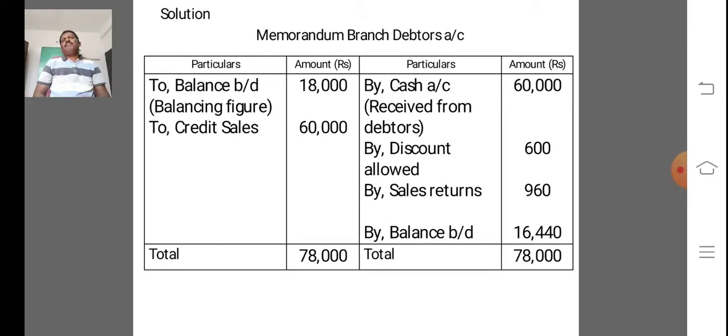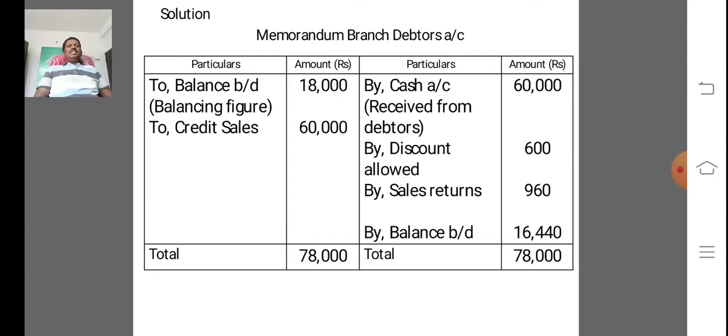So based on this information, in this problem, the opening balance of debtors account is not given. So first we prepare memorandum branch debtors account to find out the opening balance. First we credit by cash account received from debtor 60,000, credit discount allowed 600, credit sales returns 960, and credit the balance carry down, that is closing balance 16,440, and debit the credit sales 60,000.